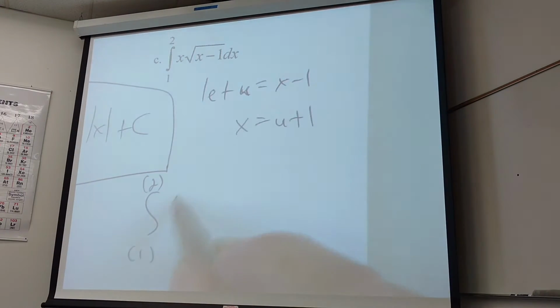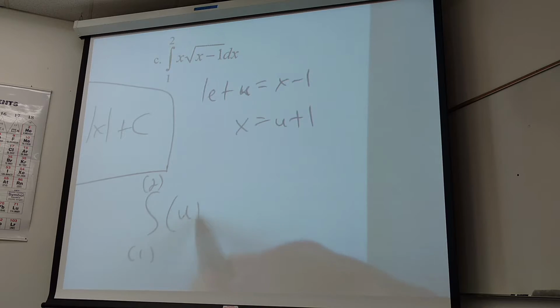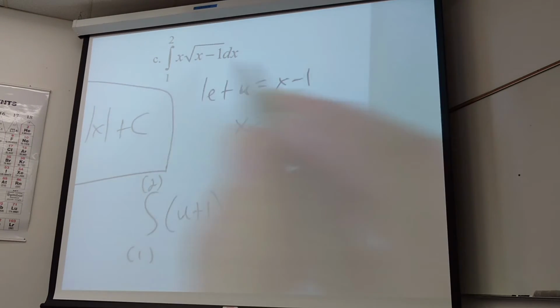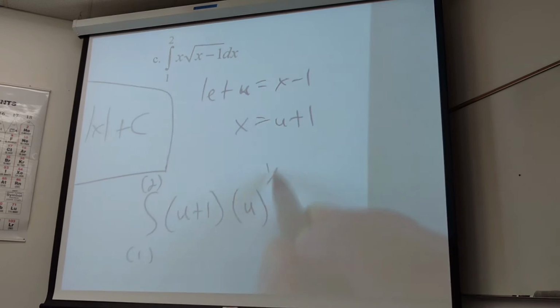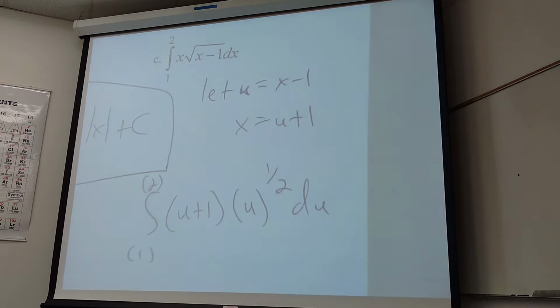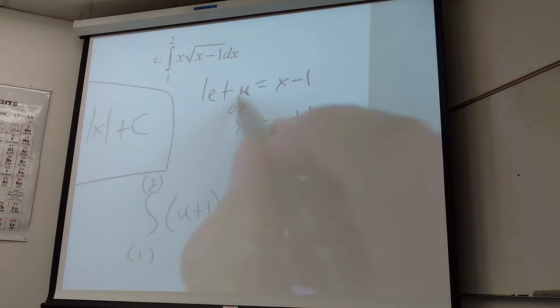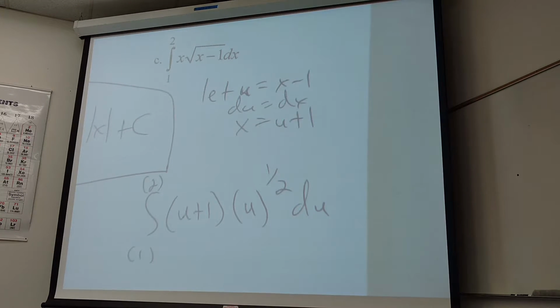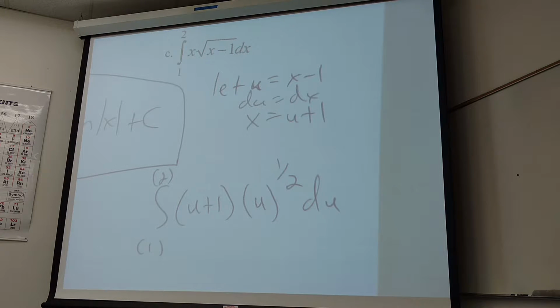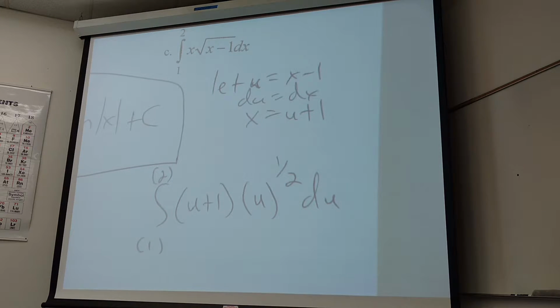This x is now u plus 1. And this x minus 1 is now u. And now it's du. Because what's du? It was just a straight up relation, just directly related. Is that cool, you guys see that?